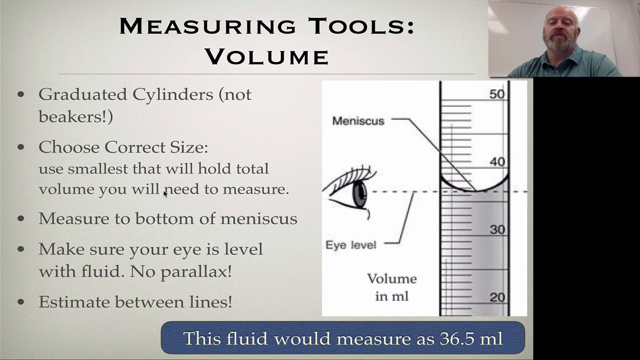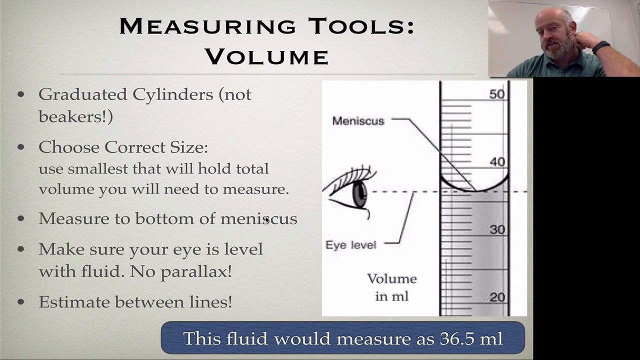Make sure you also use the right size graduated cylinder. So you want to use a graduated cylinder that matches the volume you're measuring, okay? So you wouldn't want to use a 500 milliliter graduated cylinder if you only needed to get 5 milliliters, all right? In your drawers, you have a 10, a 25, and a 100 milliliter graduated cylinder. So use the one that matches whatever volume you're trying to do, okay? We always want to measure to the bottom of the meniscus.